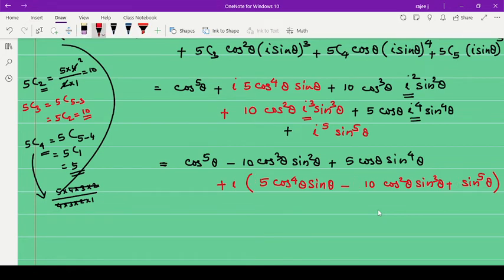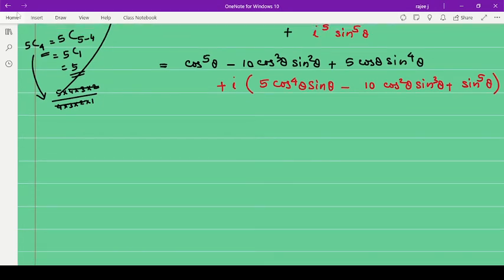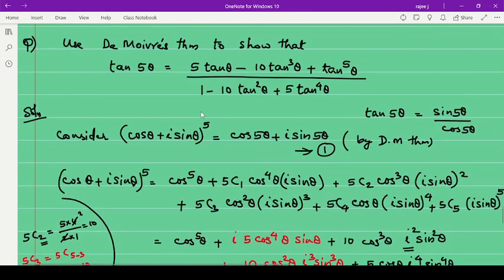i is common here. Okay, so this is the expansion for cos theta plus i sin theta raised to 5. Therefore, cos theta plus i sin theta raised to 5 is equal to this, equation number 2. So from equation number 1 is cos theta. Yes.